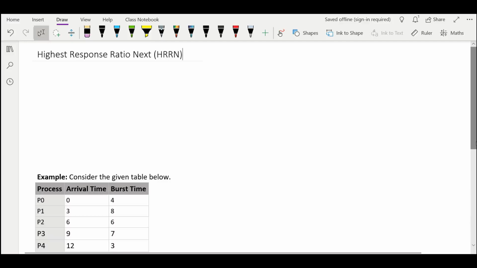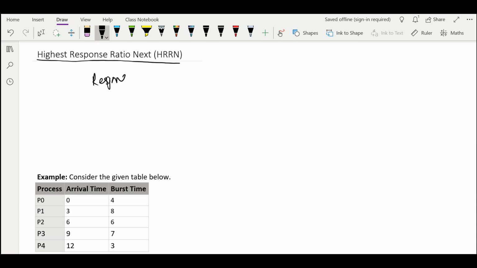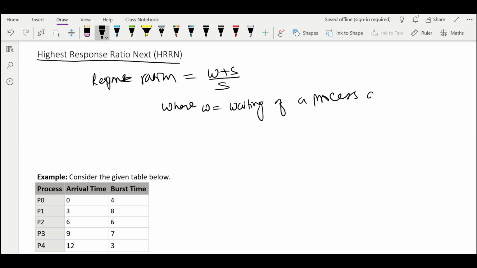Now let's see a new algorithm. This is highest response ratio next. So what it means is we have a response ratio which is calculated by this formula. Response ratio is equal to (W + S) / S. What is W? W is equal to the waiting time of a process at time T.